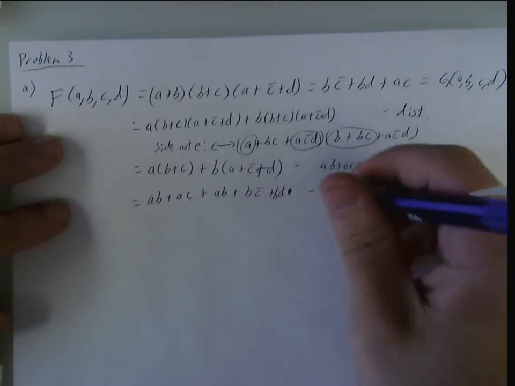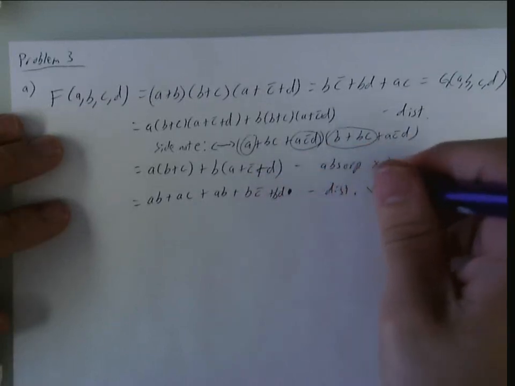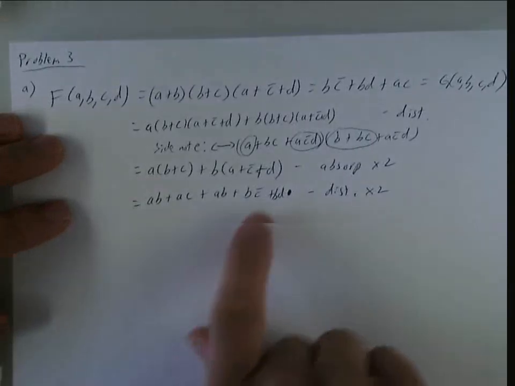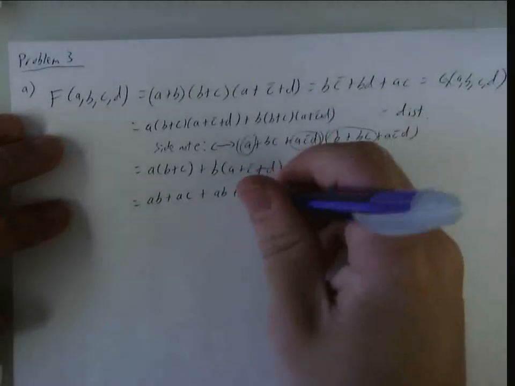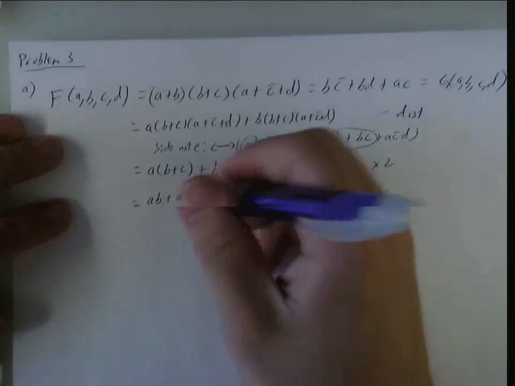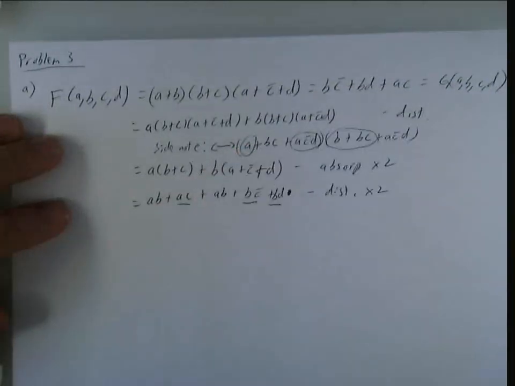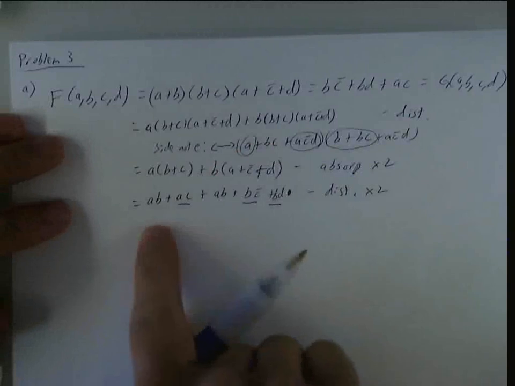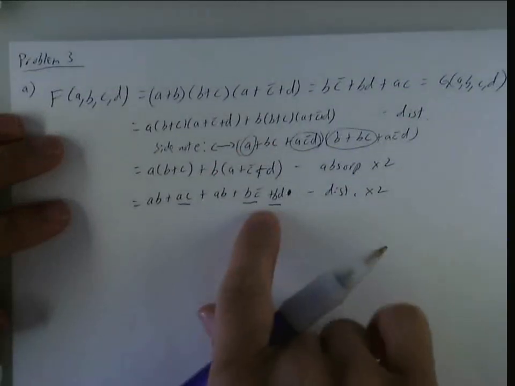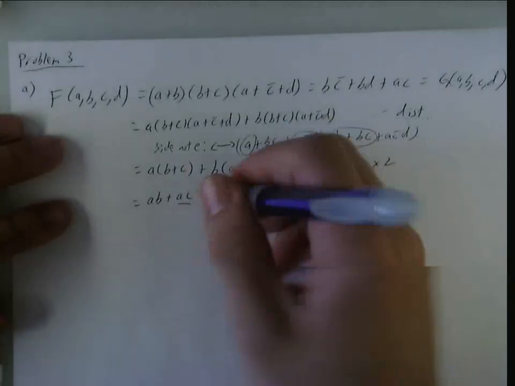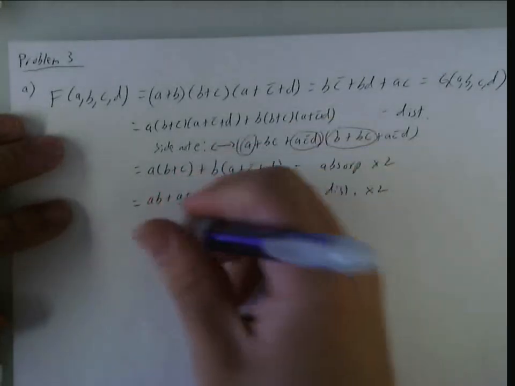So that's distribution times 2. So I've got my BC bar, my BD. So I've got this and this done. And I've got my AC. So I'm going to want to get rid of this AB. And it looks like I'm going to probably have to use consensus to do that, because I've got C and its complement. And so first let's do idempotence to get rid of the AB.